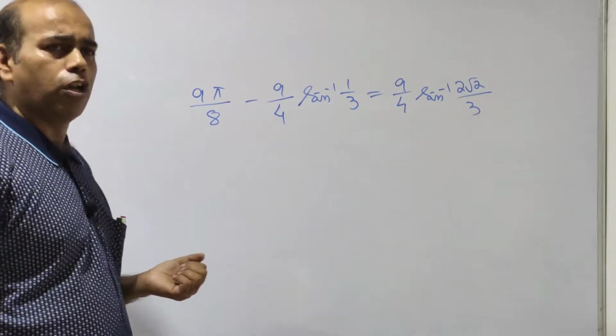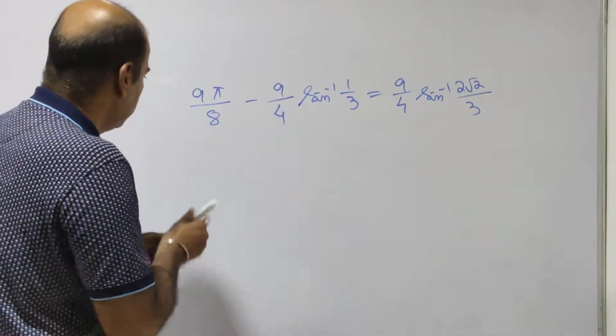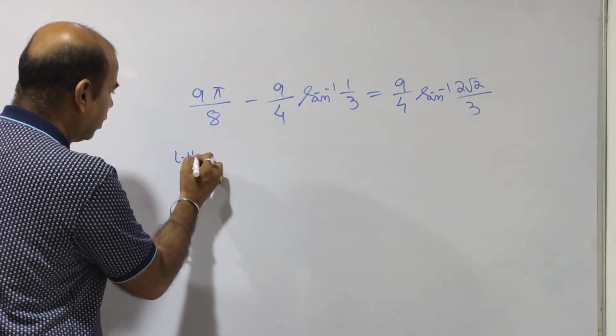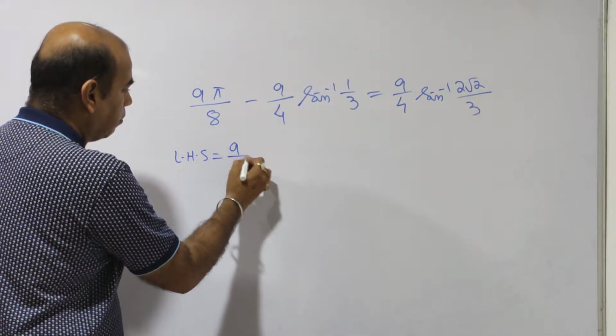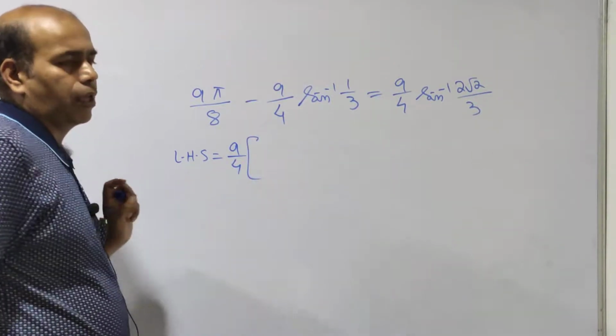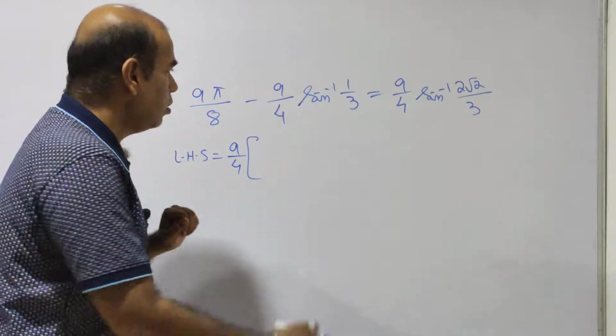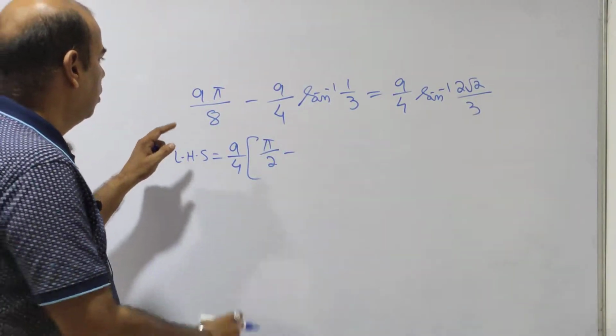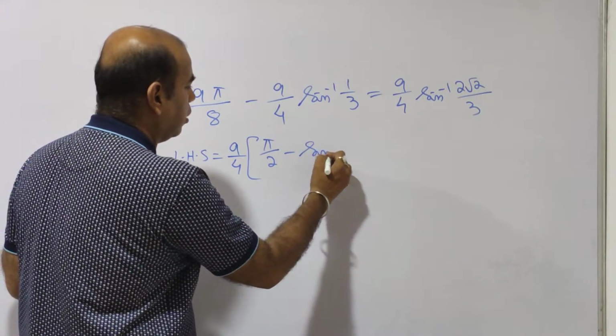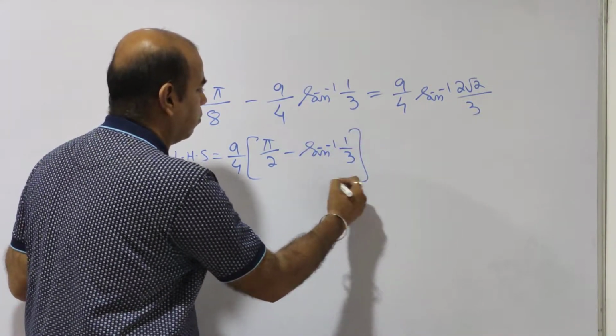I am moving out from the solving part. Proving. So let me take the left hand side of this question. What will I do? I will take 9 by 4 common. So if I take 9 by 4 common, what is left with me? Pi by 2 minus sine inverse 1 by 3.